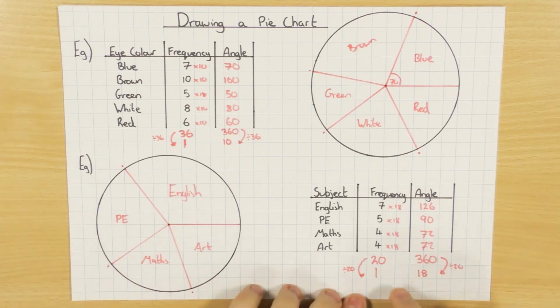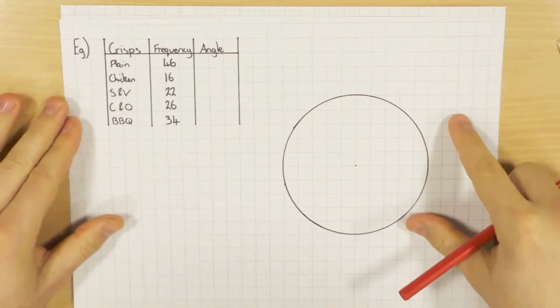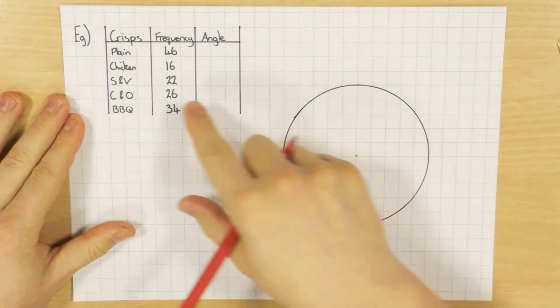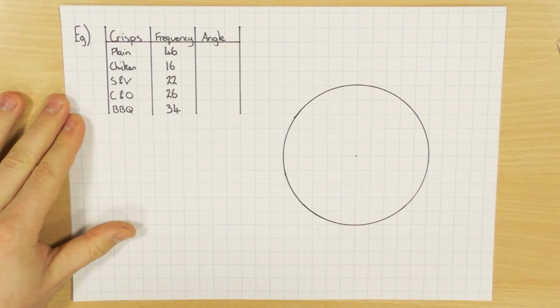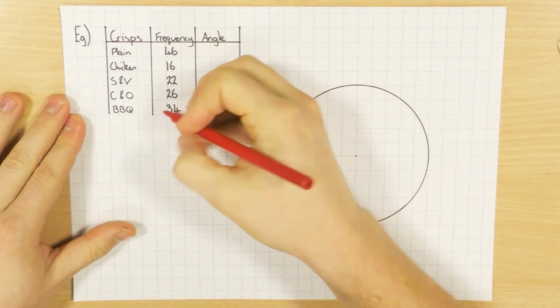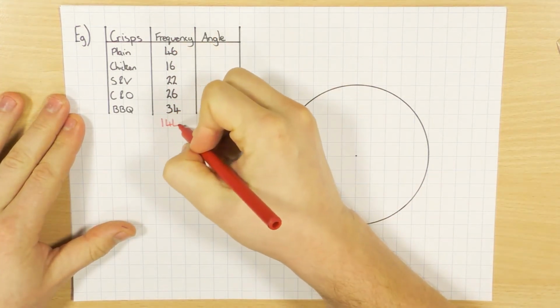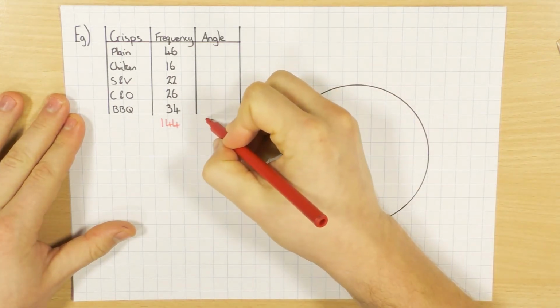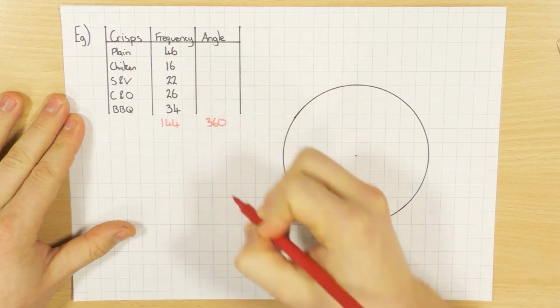Last one I'm going to do is just when these numbers aren't very nice. So just bear with me a second. We have this one here. Process is still exactly the same, guys. We still add up the frequency to get the total. So if you add all these up, you get 144. And again, as always, around the circle, around the point, angles are 360.